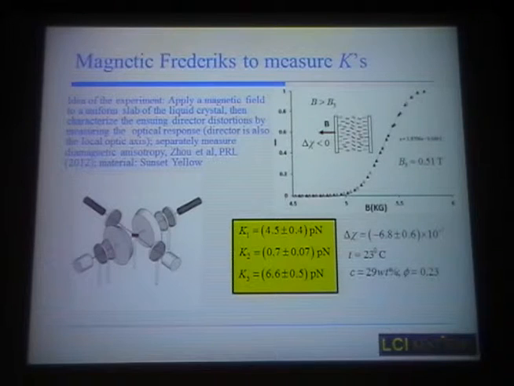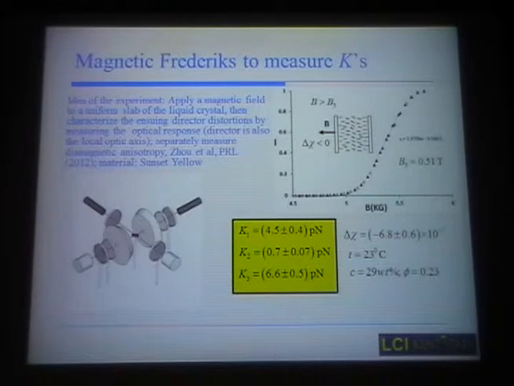To measure the elastic constants of liquid crystals, you need to exert some external torque that wants to realign the liquid crystal, and then see how the material responds to this external torque. Typically, it's done with a magnetic field or an electric field. In our case, a magnetic field is much easier because an electric field involves motion of ions, and that complicates things.